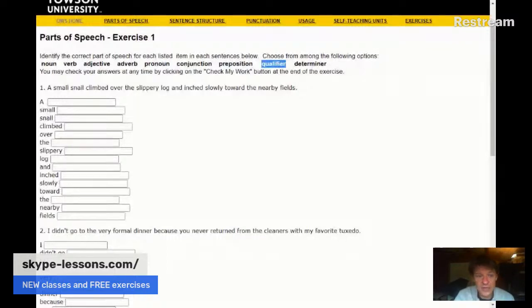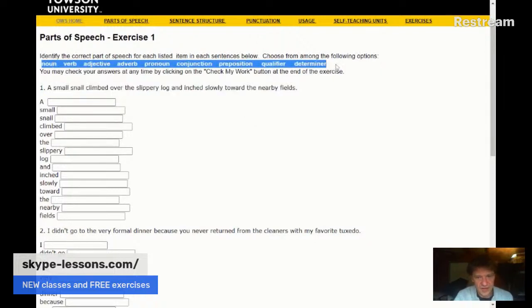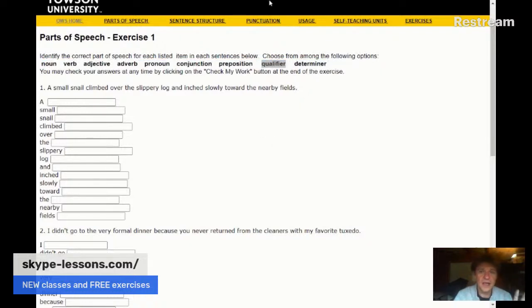Okay, so we're going to look at: a small snail climbed over a slippery log and inched slowly toward the nearby fields. And we're going to put these in as our answers. Now, I must admit, they have qualifier here in Towson University. A qualifier is a type of adverb that describes an adjective or an adverb. And so we're just going to call them adverbs. I don't think it's necessary, this extra category of qualifier. So we're just going to call them adverbs if we come across them.